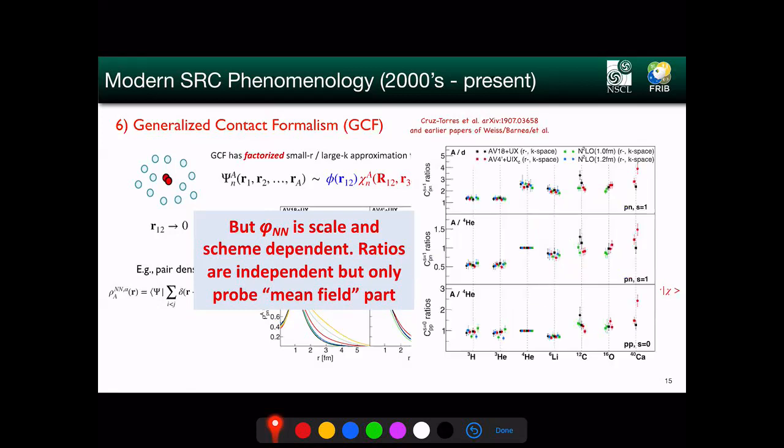And here's an example illustrating that. So the point is that even though these so-called nuclear contacts themselves are not scale and scheme independent, their ratios are. And here's a plot from this earlier paper, which shows that for a number of different interactions, for a number of different NN channels and a number of different nuclei, you see that indeed they're all clustered together. So there's very weak scale and scheme dependence. So that's evidence that you're really only probing low momentum physics in these things.